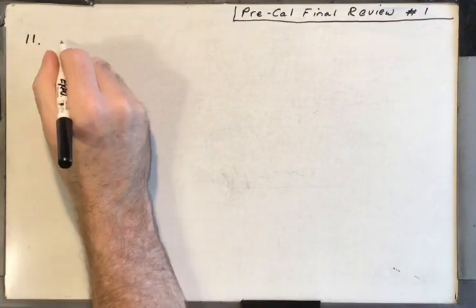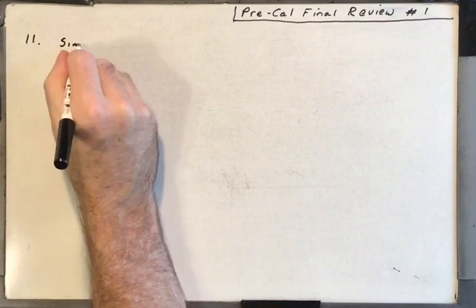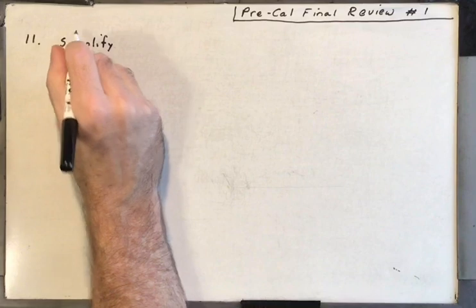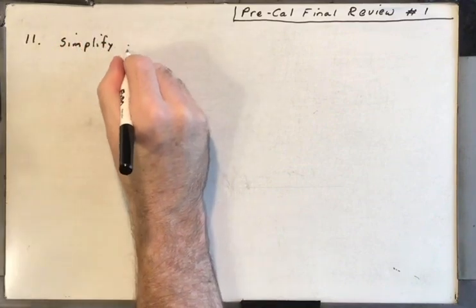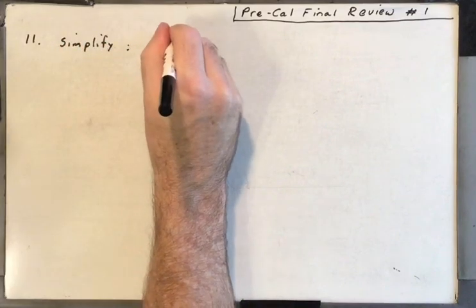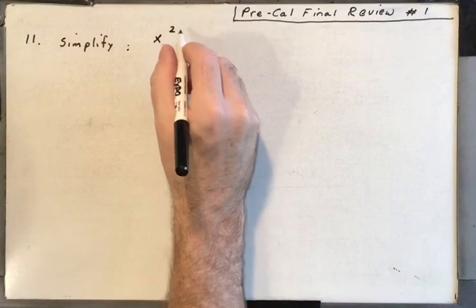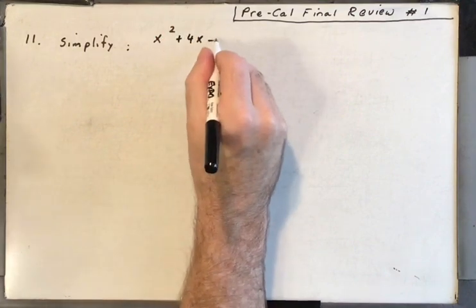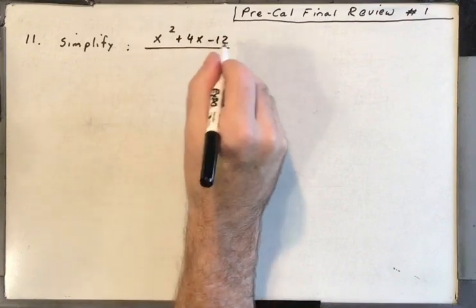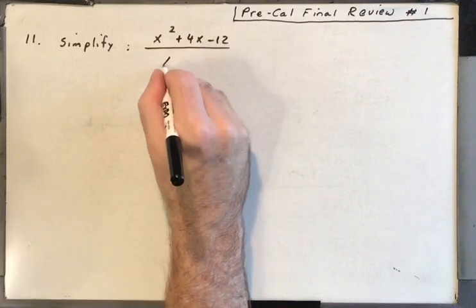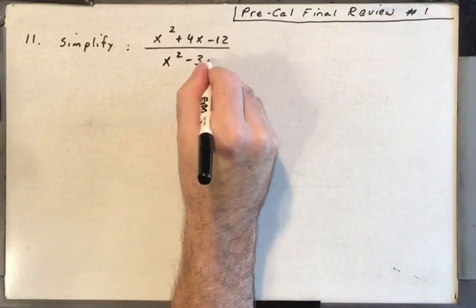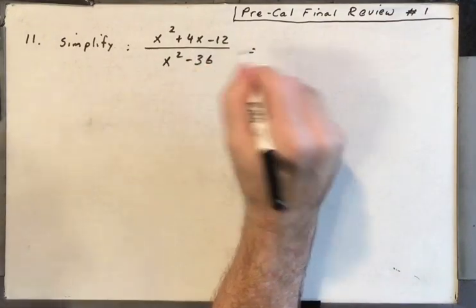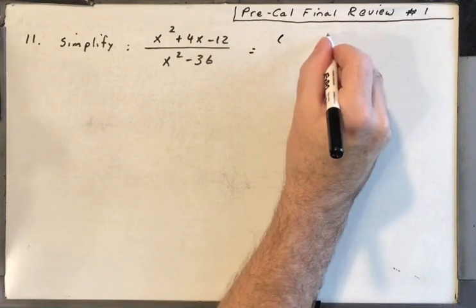So 11 we want to simplify, and here we're getting into some factoring. And we have x squared plus 4x minus 12 over x squared minus 36. Okay, if what you want to do is factor the top and the bottom.